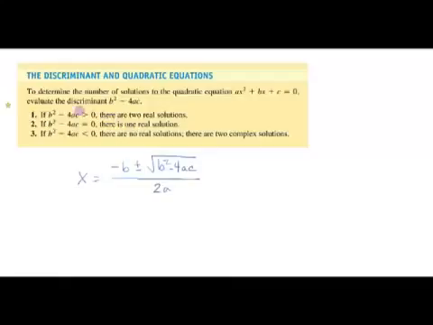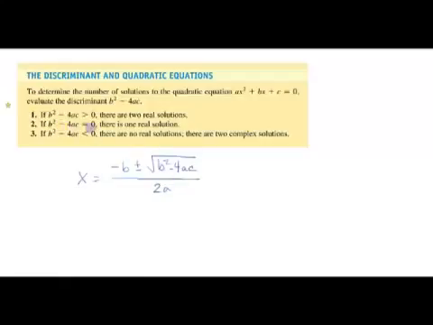If we're looking at that number being positive, then there will be 2 real solutions. So if this is positive, we'll have a negative b plus that number and a negative b minus that number all over 2a. So 2 real solutions.